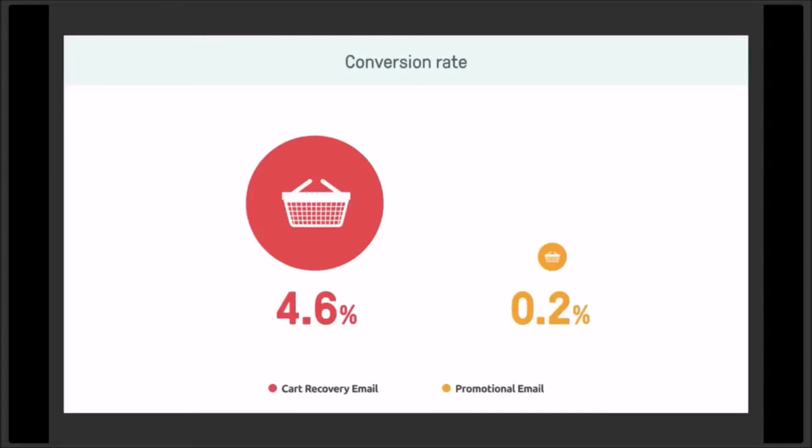And the best thing: opens are good, clicks are good, but conversion rate is absolutely great. A single-send promotional email converts, on average, at 0.2%. With abandoned cart reminders it is as high as 4.6%. So the difference is really huge. And this is the most important thing for all online retailers, of course, to have a great conversion rate.